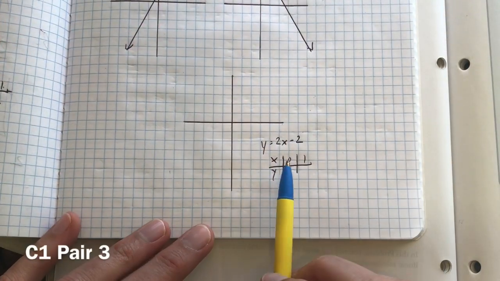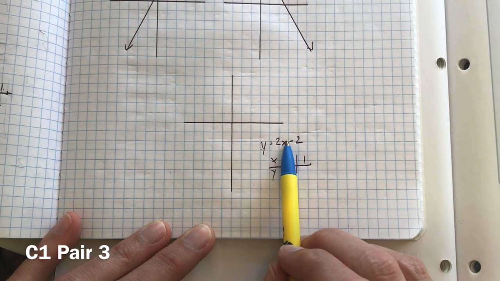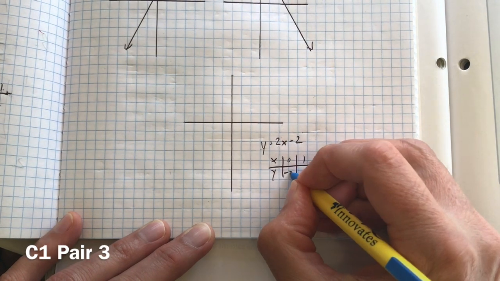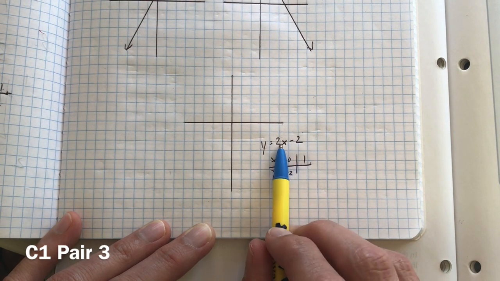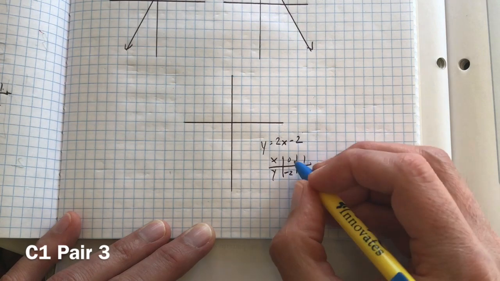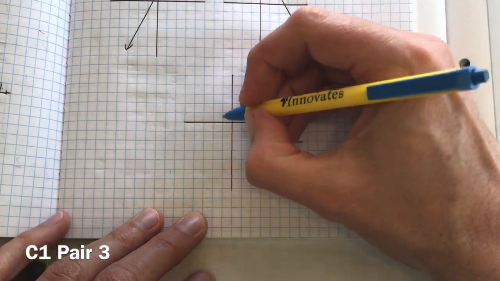And for our last equation, y equals 2x minus 2. If I put 0 in here, 2 times 0 would be 0, minus 2, so I'm at minus 2. And if I put 1 in here, 2 times 1 would be 2. 2 minus 2 is going to be 0. So we'll put these points in here. So 0, negative 2.